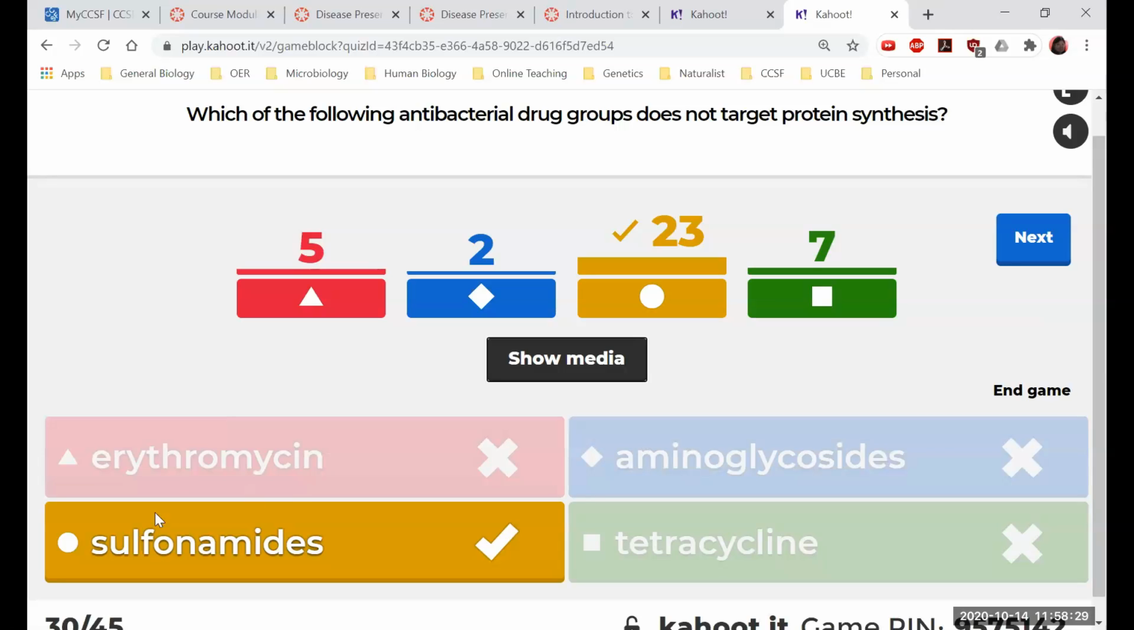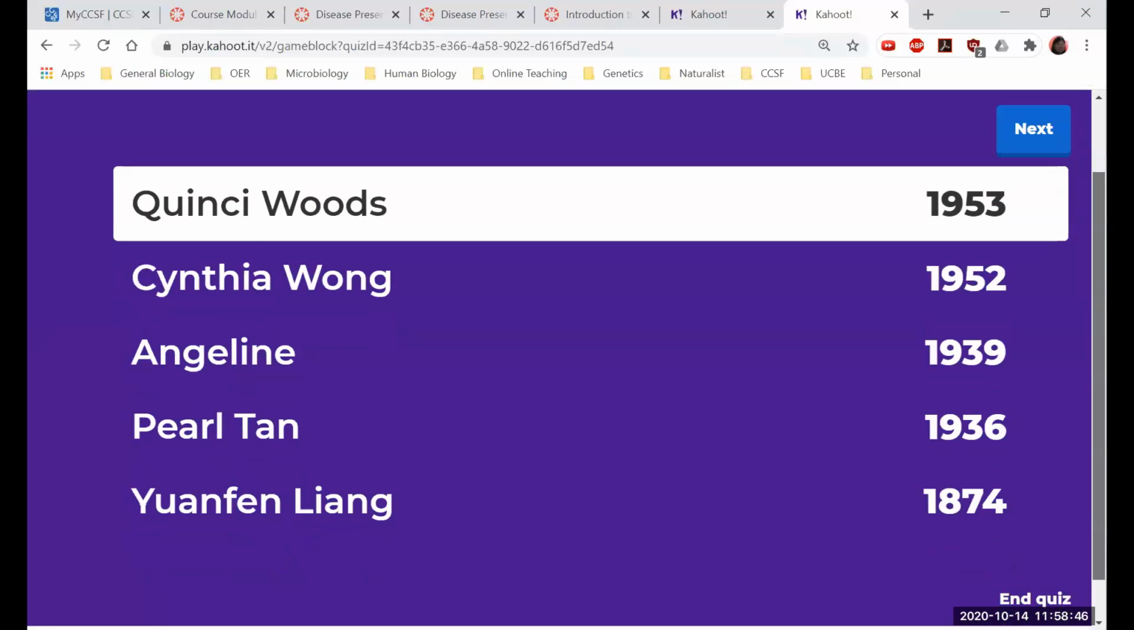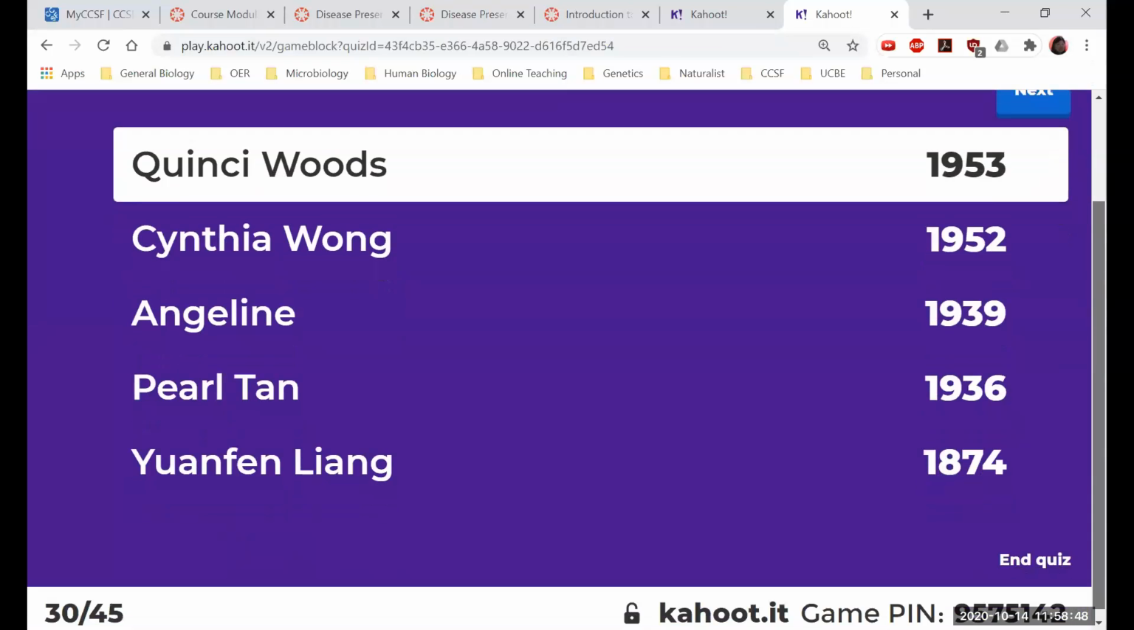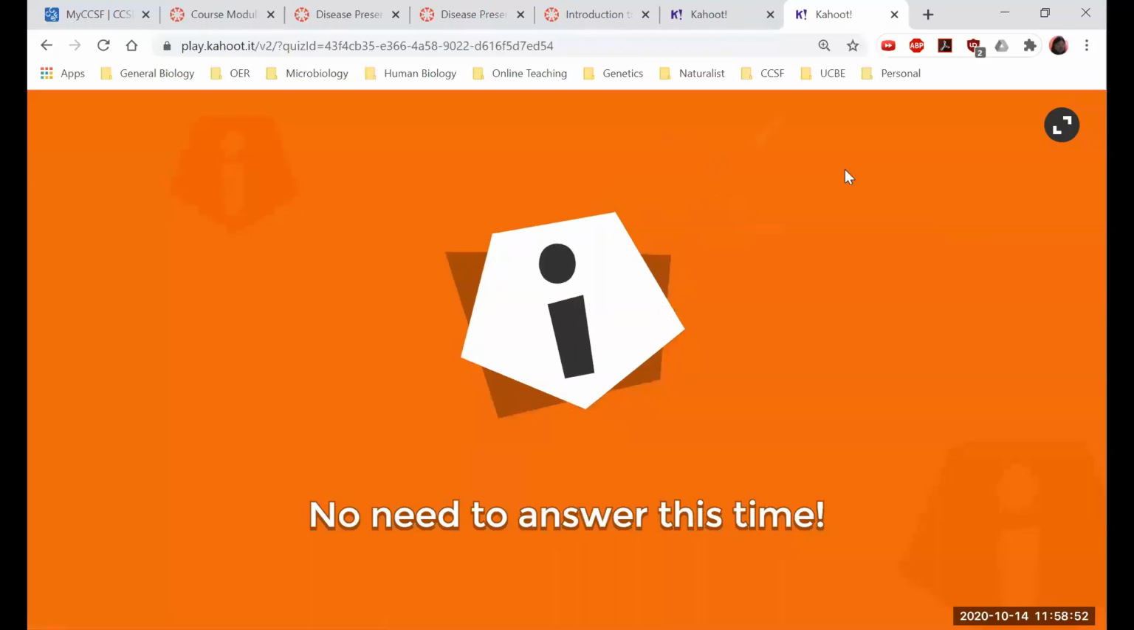And you should actually know that sulfa drugs, remember, are folic acid synthesis inhibitors. So it definitely is not a protein synthesis inhibitor. That's how I would approach this particular question. Let's see who's on the leaderboard. So we have Quincy, Cynthia, Angeline, Pearl, and Yuanfen on the leaderboard. Good job.